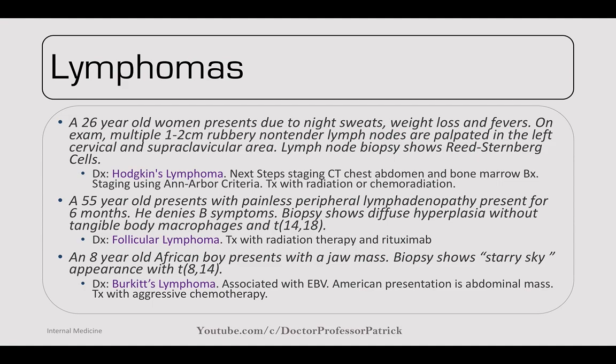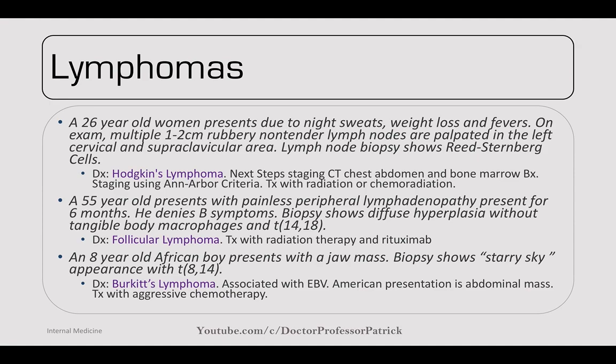Next, there's a 55-year-old who presents with painless peripheral lymphadenopathy for 6 months. He denies any B symptoms. Biopsy shows diffuse hyperplasia without tingible body macrophages, and there's a translocation of 14;18. This would be a follicular lymphoma. You can treat this with radiation and rituximab.